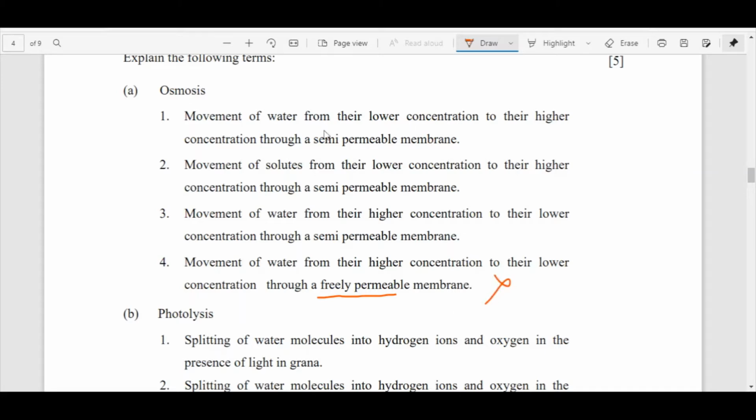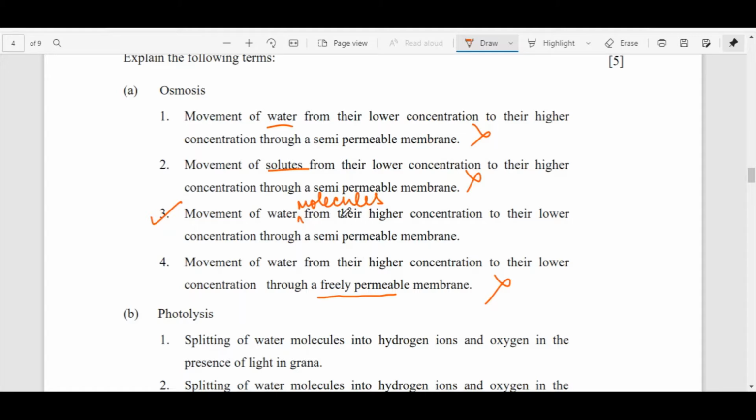Let us see the first one. Lower concentration to higher concentration, movement of water, again wrong. Movement of solutes, no, osmosis is not movement of solutes. So the right option here is option number 3, that is osmosis is the movement of water from higher concentration to lower concentration through a semi-permeable membrane. We are talking here about the water molecules. Okay, I hope this is clear, children.